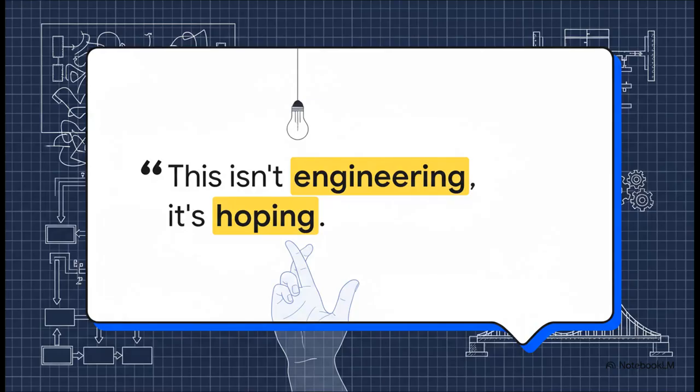And this quote from Addy Osmani absolutely nails the core problem, doesn't it? Blindly trusting what an AI spits out, well, that's not engineering. It's just hoping. And let's be real, hope is not a strategy, especially when you're building serious production-grade systems.